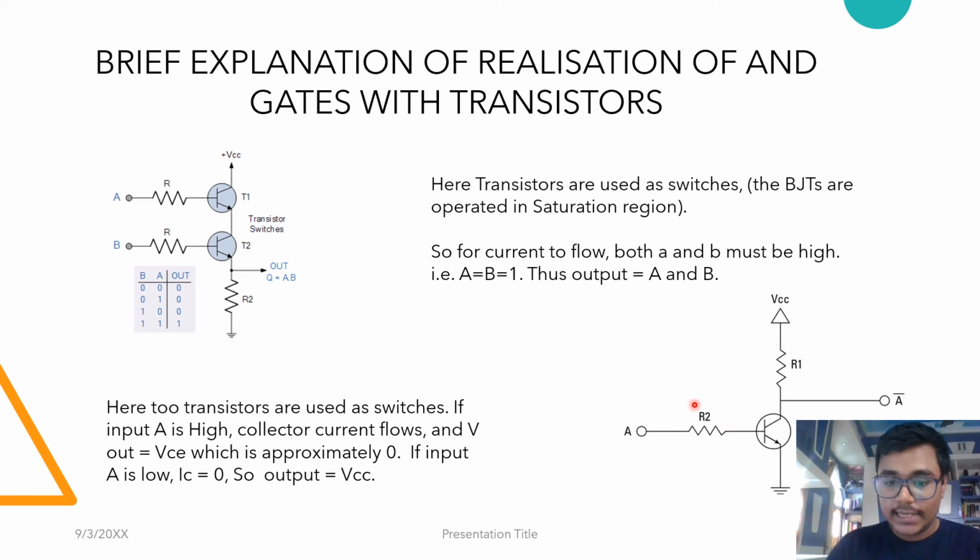In the NOT gate, if the input A is high, then the transistor will be on and current will flow down this branch. So the output over here will be low. On the other hand, if the input here is low, then no current will flow through the transistor and the output will in fact be high, that is equal to VCC. Thus, this will act as a NOT gate.